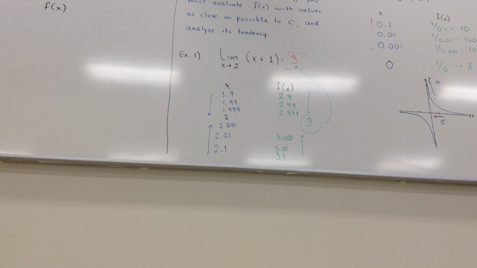Help me with this, please. If I want to evaluate 2.9 in this function, what will be the value? Help me with the calculator, please. 8.41. Too much, no? Ah, yes, because I didn't do the minus.